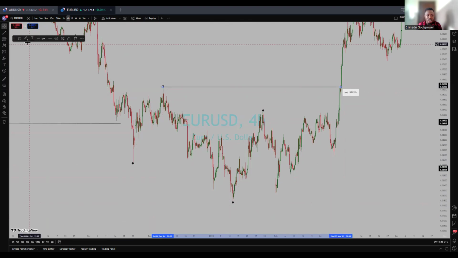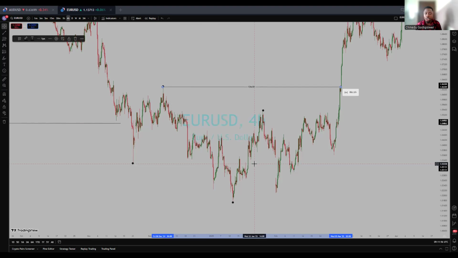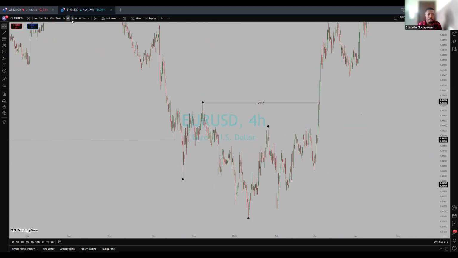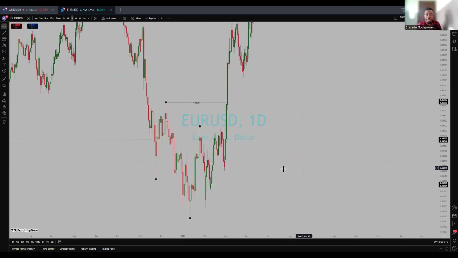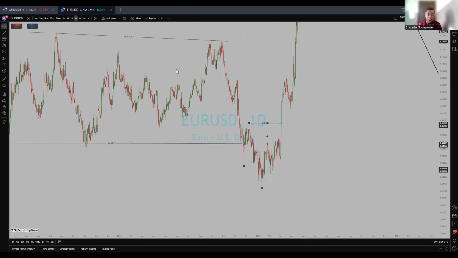So you can call this a change of character, CHOCH, a change of character or a shift in structure. Let's go back to our daily time frame so you can have a clearer view. Now you can see it. Now let's go back to our weekly time frame.